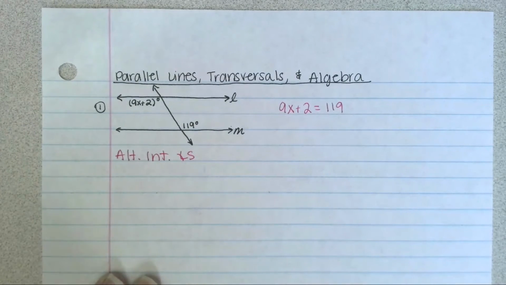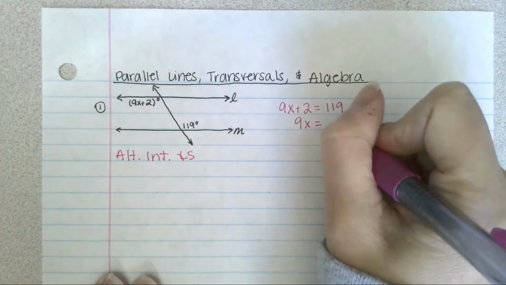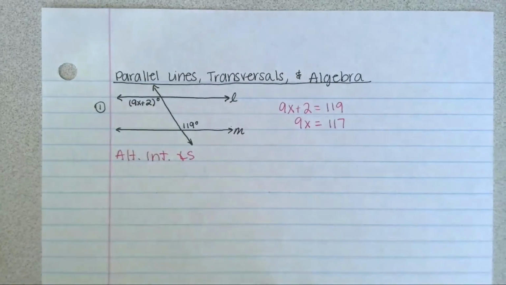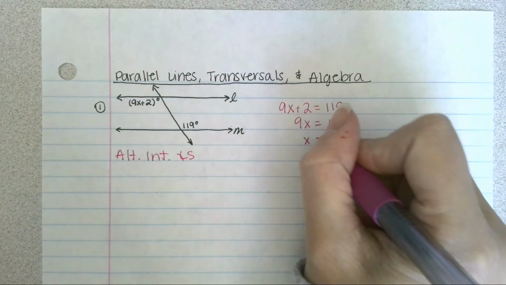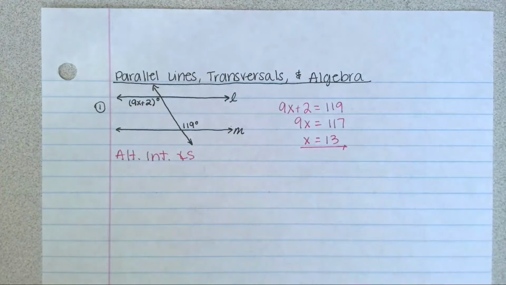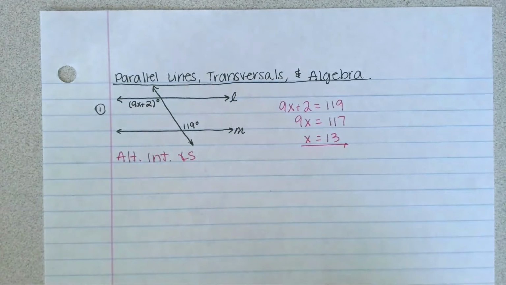So 9x plus 2 has to be equal to 119, and then we just have to solve. If I subtract 2 from both sides, I get that 9x equals 117, and then divide both sides by 9, and I get that x is 13. And that's it. That's really all you have to do for these problems. Some of them get a little bit more involved, but really it's just knowing how to set it up.